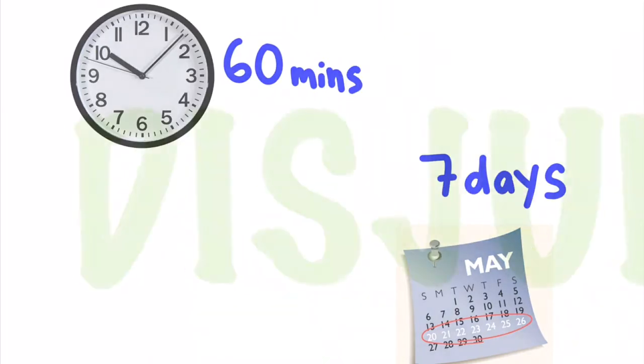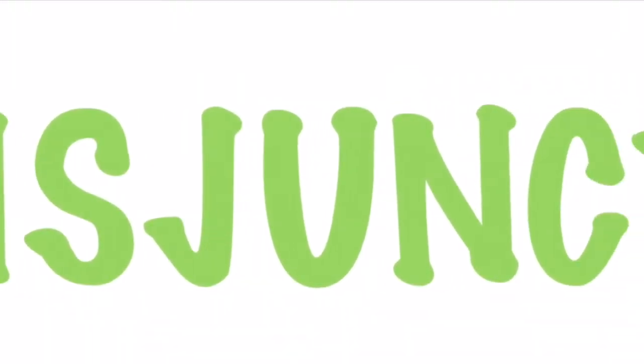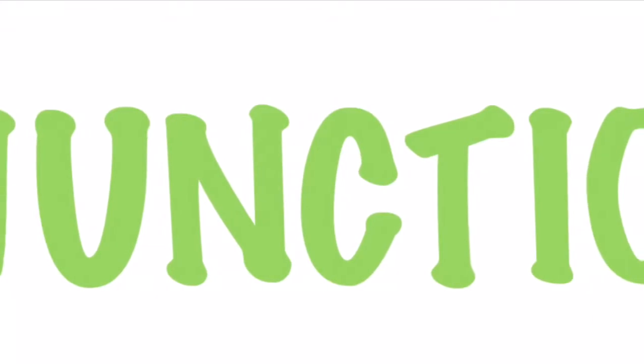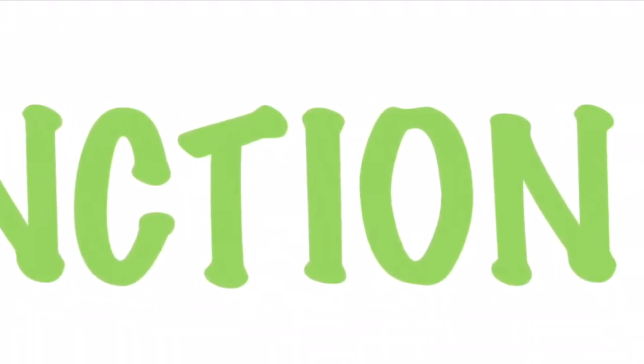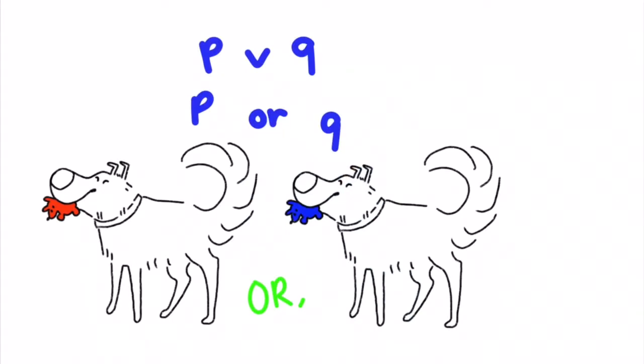The other type of compound statement uses the word or instead of and. This is called a disjunction. For example, P. Doug the dog has a red toy. Q. Doug the dog has a blue toy. P or Q. Doug the dog has a red toy or Doug the dog has a blue toy. For a disjunction to be true, it only needs one of its statements to be true. So, if Doug has either a red toy or a blue toy, the disjunction is true. If Doug has neither, then it is false.